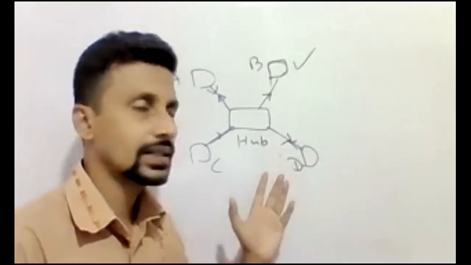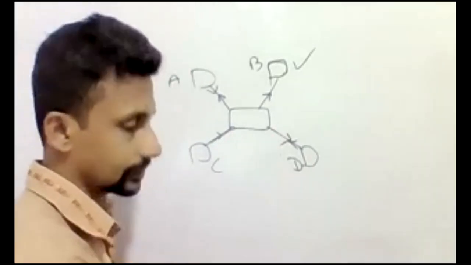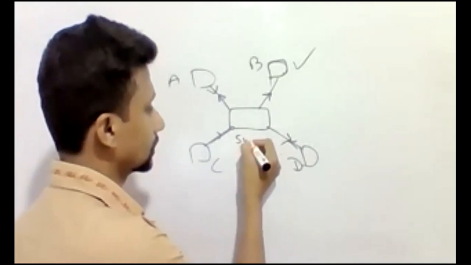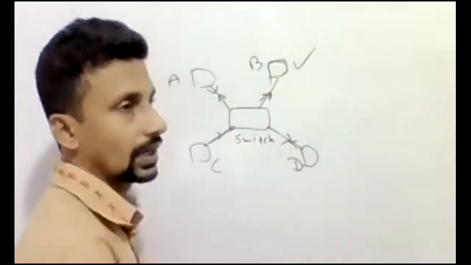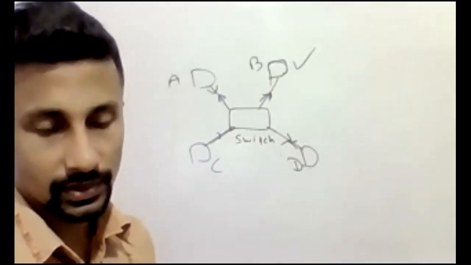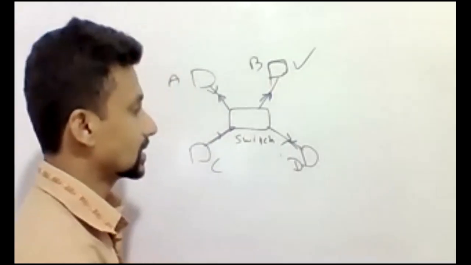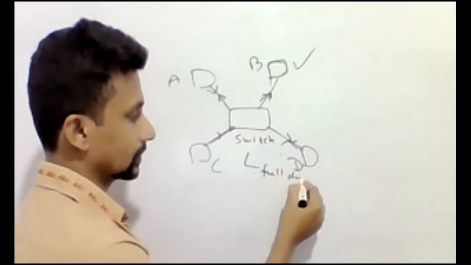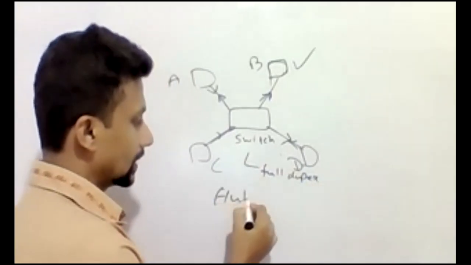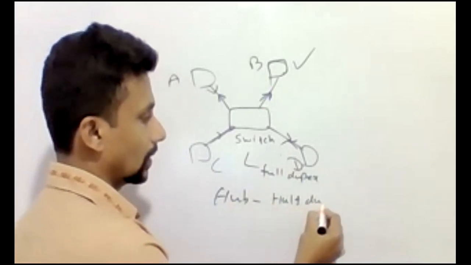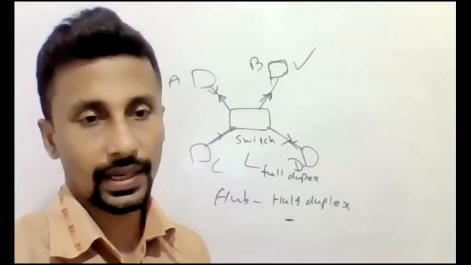Unnecessary data traffic. But if we are using a switch instead of a hub, then it will directly send the data to the relevant computer without any problem. So we say it's an intelligent device. Another thing is the switch is full duplex. That means data can be sent both ways at once. Hub is half duplex. Right? Okay.